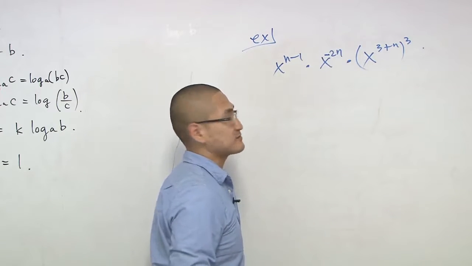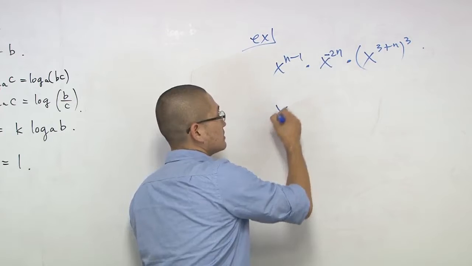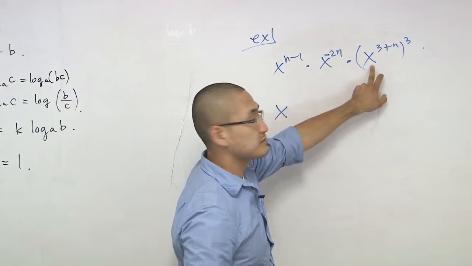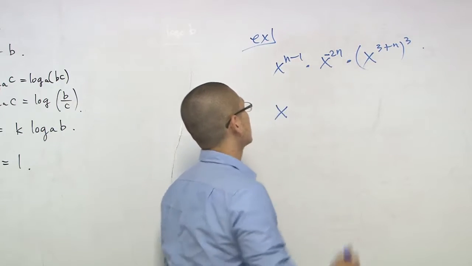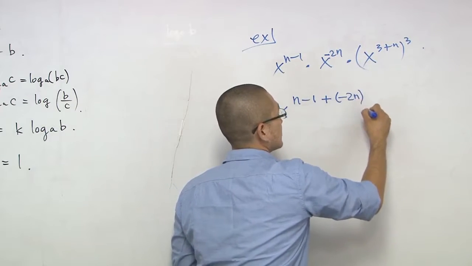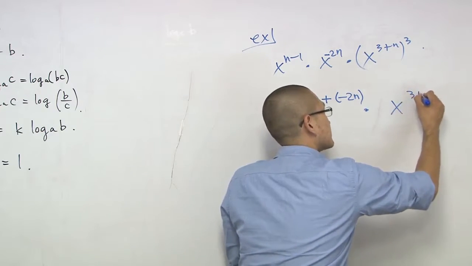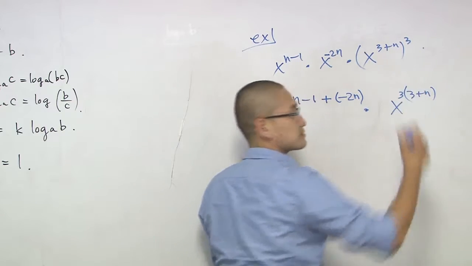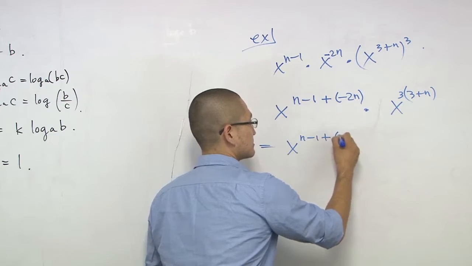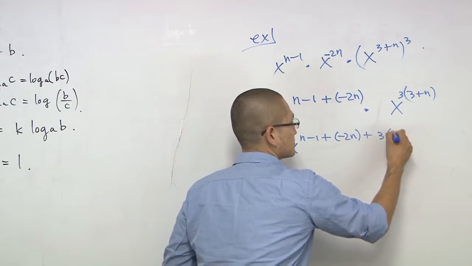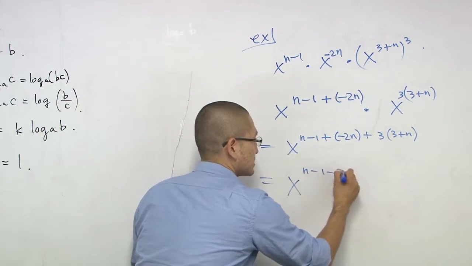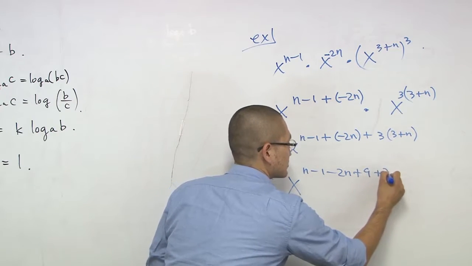Then put them together. How do I come about that? Okay, let's take the minus over there. Then we will get, well, it's all multiplied together, so I could add the exponents because I have same bases, right? Base is x, so I could do n minus 1 plus minus 2n times x2. Because it's the exponent outside, we have to multiply by 3, multiply both of them together. And at the end, we get this. n minus 1 plus minus 2n plus 3 times 3 plus n. And putting them together, we get x to the n minus 1 minus 2n plus 9 plus 3n.